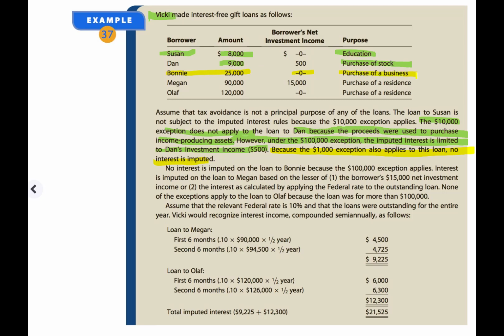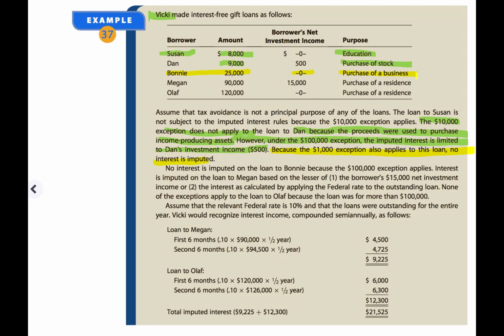Now look at this next loan to Bonnie, and it's for 25,000, to purchase a business. Now this gets a little bit funky because they don't consider the purchase of a business love or anything like that. They're kind of saying it's actually for an investment, but they don't consider the net income of the business to be investment income. So that gets a little bit weird. We can't get this loan under the 10,000 stipulation.